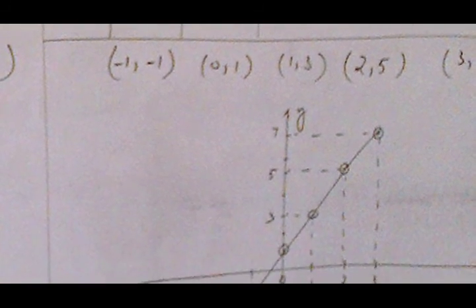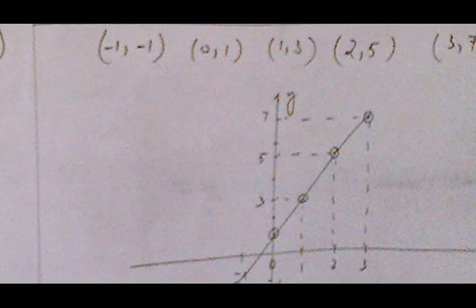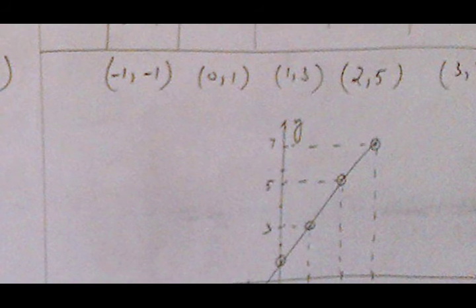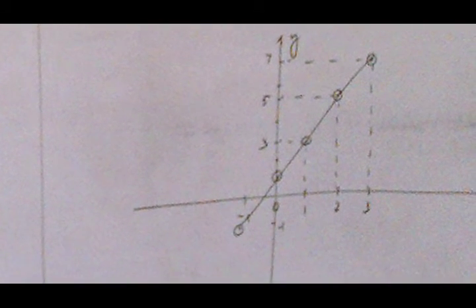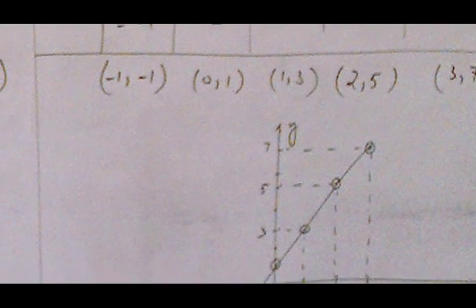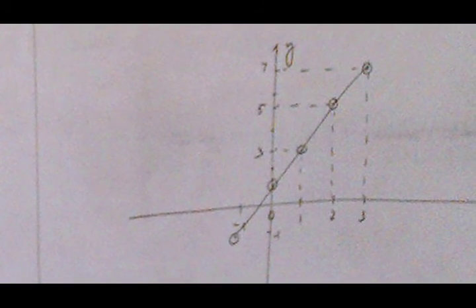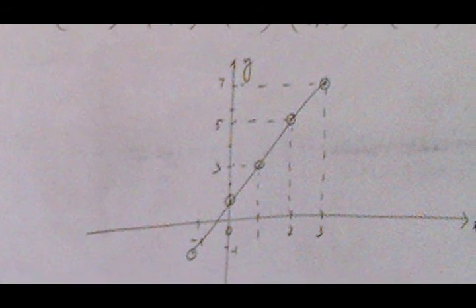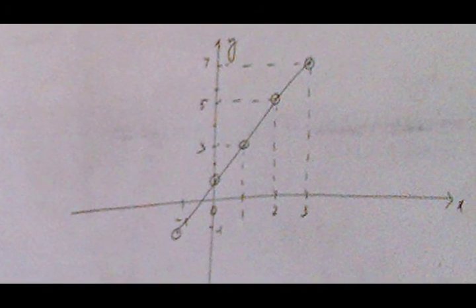Now we draw these ordered pairs on the graph. At x is minus 1, y is minus 1. This is the first point, and then at 0, y is 1. At 1, y is 3. We join these points, it becomes a straight line.